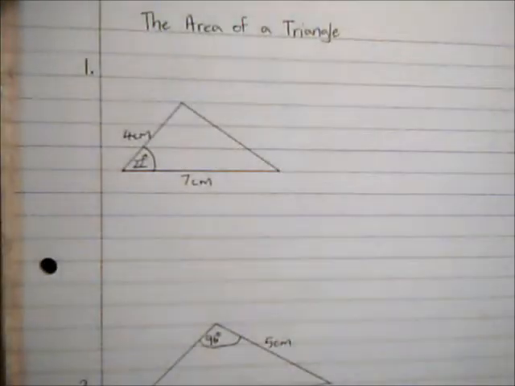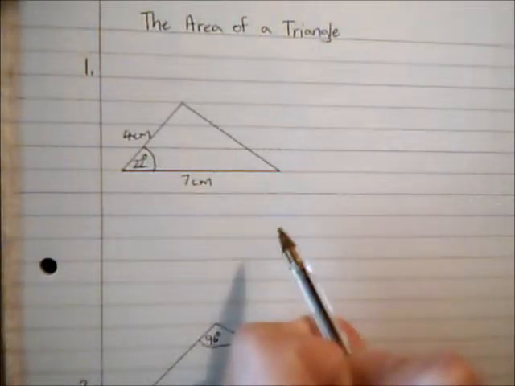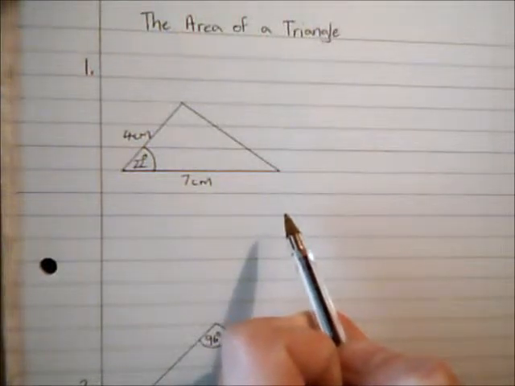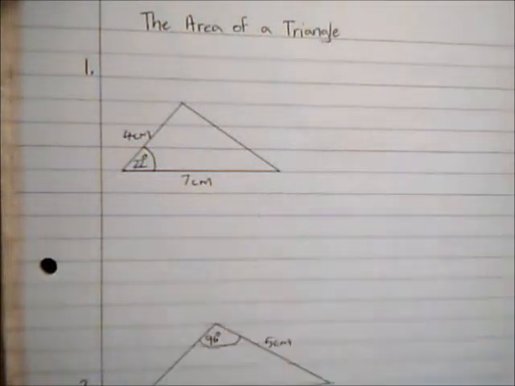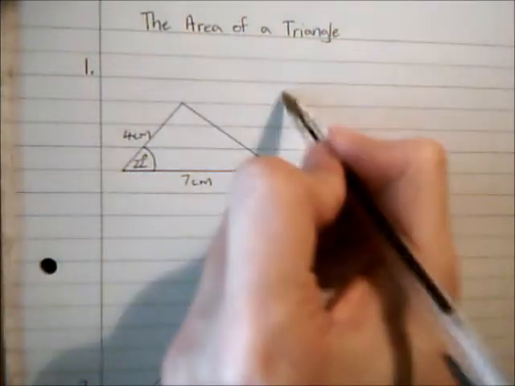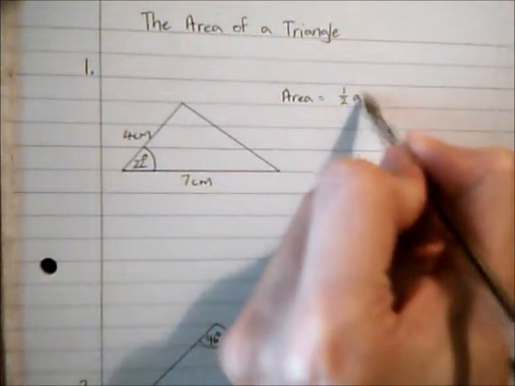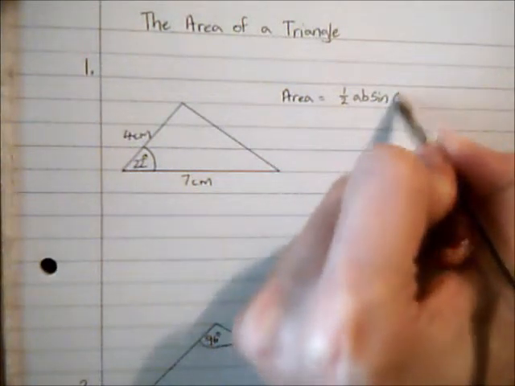In this video we're going to look at how we can calculate the area of a triangle for non-right angled triangles using a method involving trigonometry. So we can find the area of a triangle if we know the lengths of two of the sides and the angle between those sides, so as in this case here. And we use the formula that the area is equal to half ab sine of C.